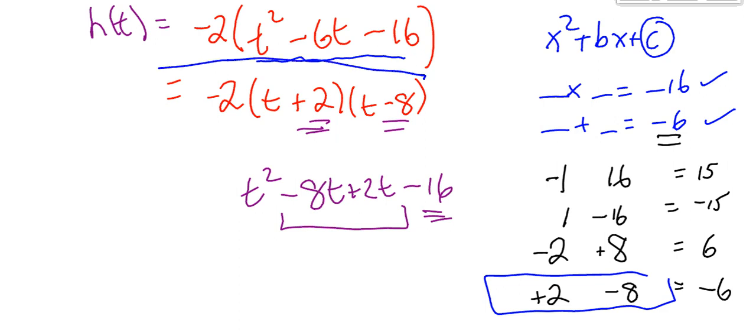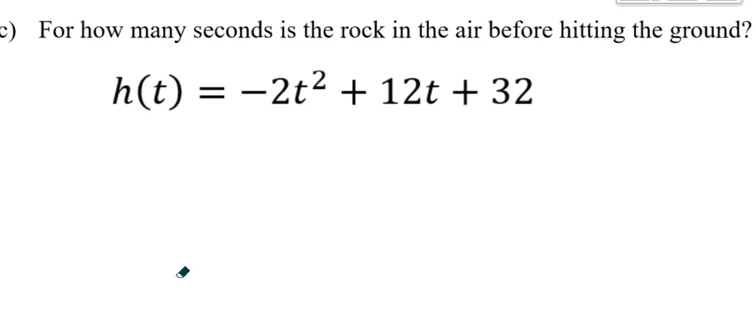But all I had to do was write it in factored form. So here it is in factored form, fully factored with my common factor out front, and then two little factor brackets. So next question. For how many seconds is the rock in the air before hitting the ground?